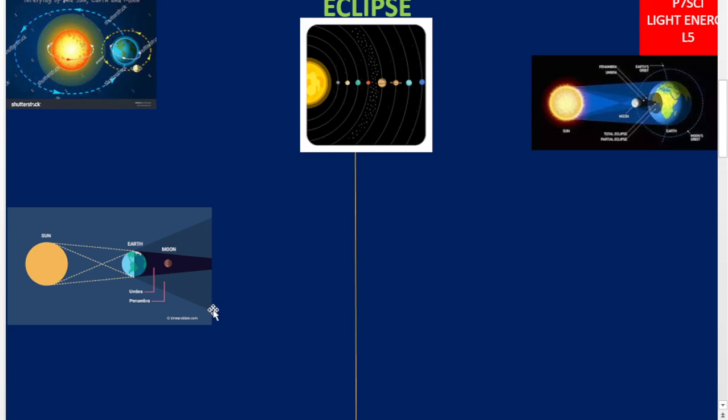This is our lesson number 5, and in this lesson we are going to look at eclipse. Yes, we are going to understand what an eclipse is. Alright, let us get started.